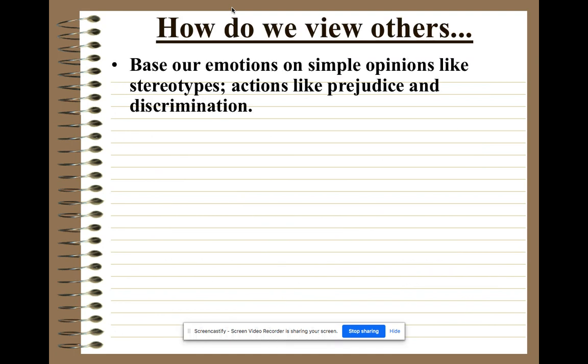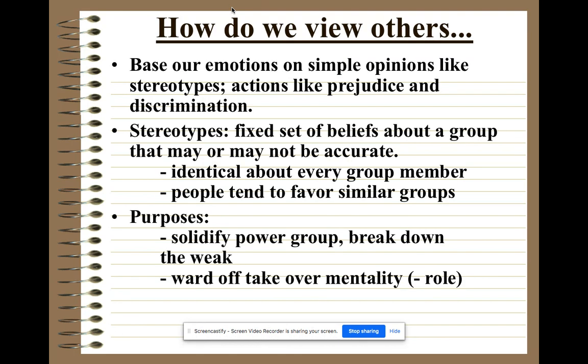Now, how we view others is oftentimes based on some really simple ideas. And I'm going to go through this slide pretty quickly because I think it's something that we all understand. We base our actions on things like prejudice, discrimination, stereotypes, and preconceived notions. Now, by definition, a stereotype is a fixed set of beliefs about a group of people that may or may not be accurate.